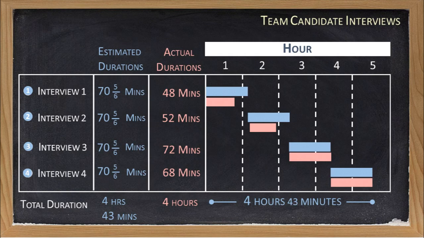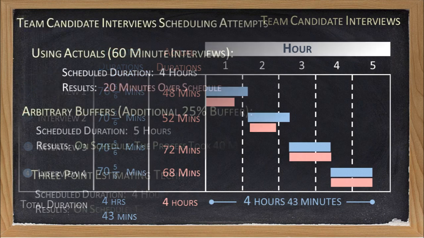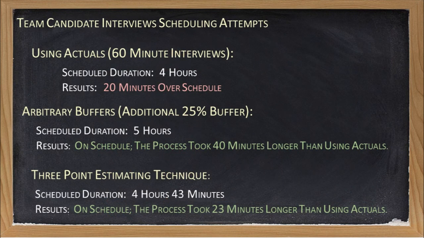But the good news is, by the end of the 4th interview, we would be on schedule. So how does this compare with the previous two approaches to scheduling the interviews? If you recall, in our first attempt, we simply used our estimated duration of 60 minutes per interview as our scheduled duration. But the process did not keep to schedule, and in the end our schedule had slipped to the right by 20 minutes. Explaining such schedule slippages to the stakeholders can be difficult to do.